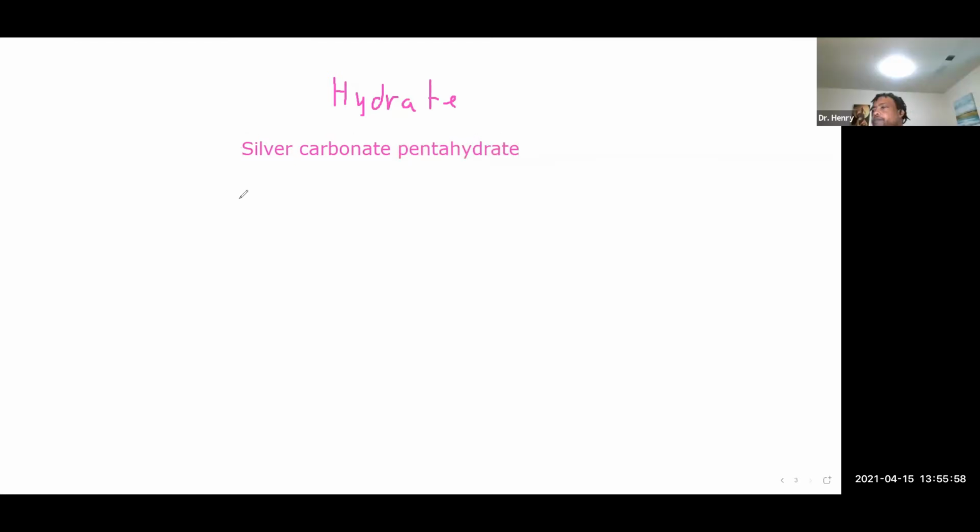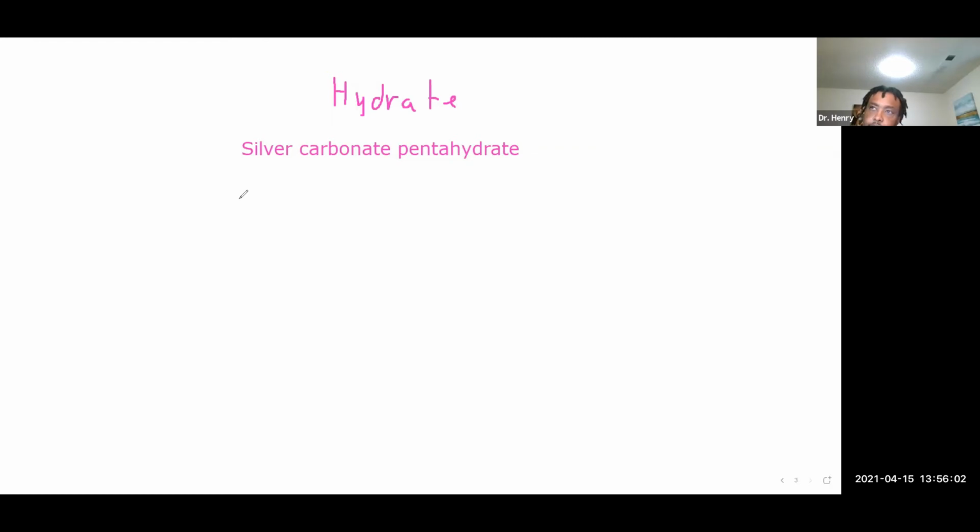And then we have our hydrates. Hydrates, that's when there's an H2O at the end, plus H2O, or times H2O. So that would be silver carbonate with a times symbol and then a 5H2O or whatever. Okay, so what would be the chemical formula?